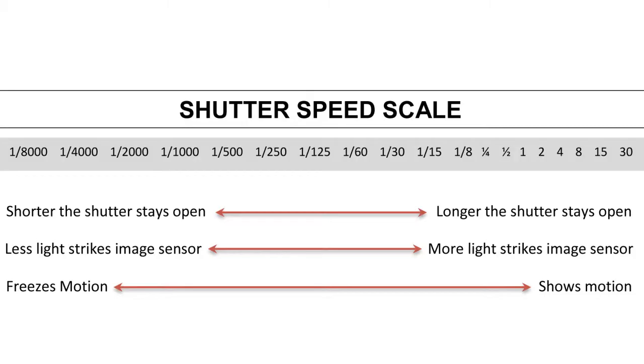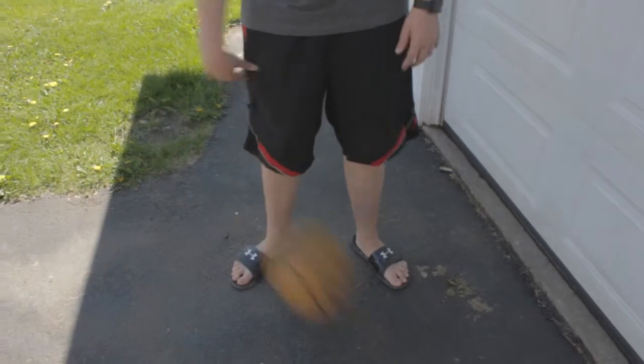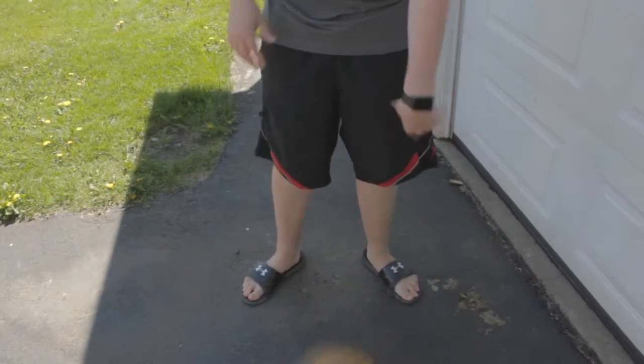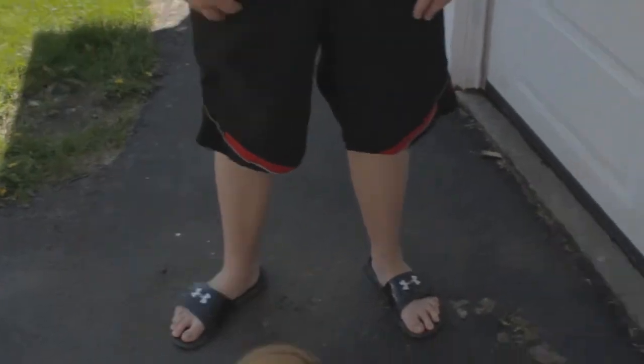First, let's take a look at shutter speed. By definition, shutter speed is the amount of light you let into your camera in a certain period of time. A higher shutter speed will let less light into your camera, while a lower shutter speed will let more light into your camera. However, as you can see, lowering the shutter speed will increase the blur in moving objects, while having a higher shutter speed will lessen the blur in moving objects.